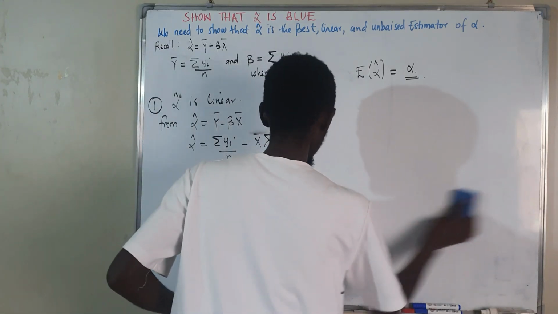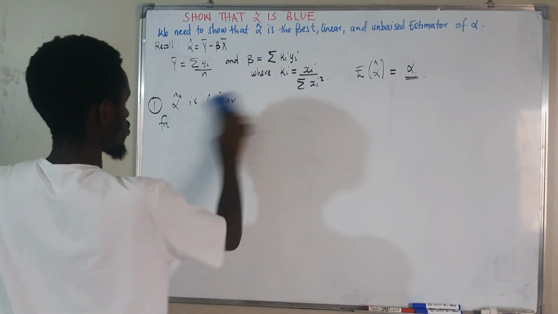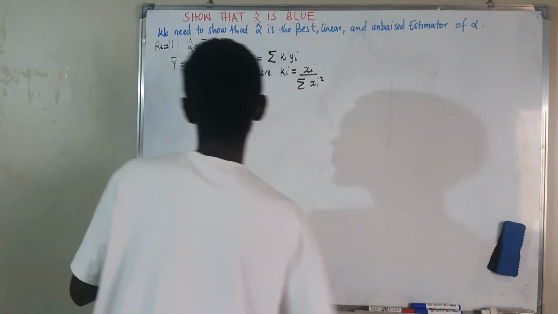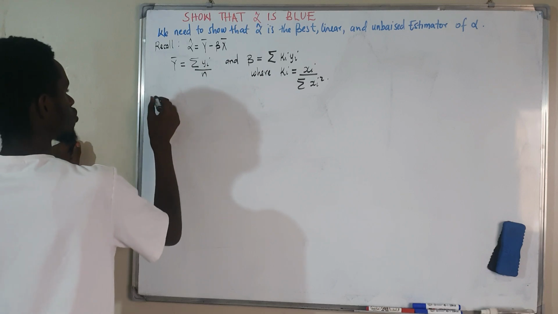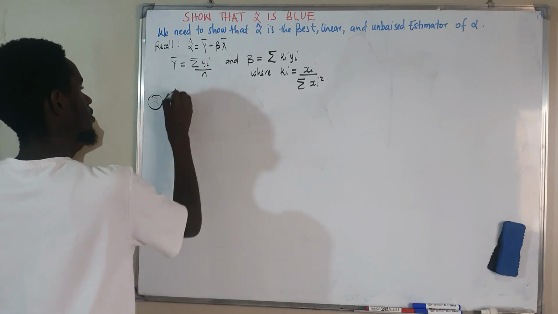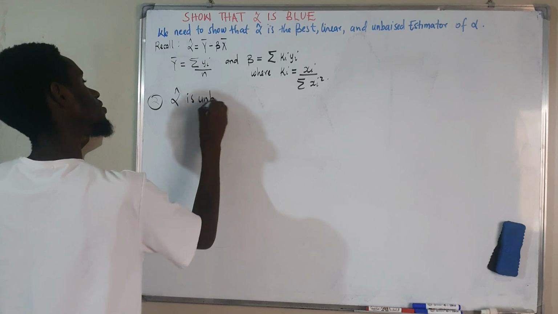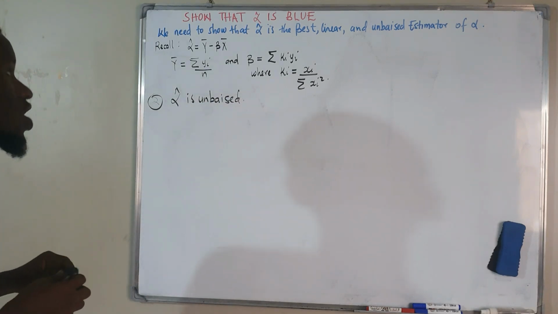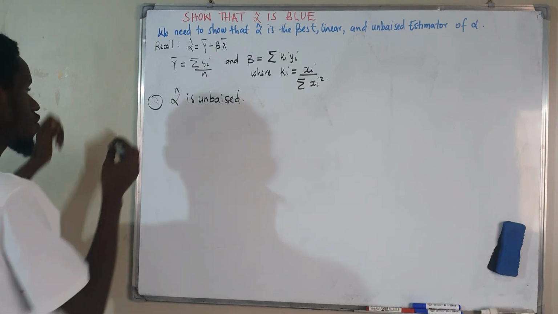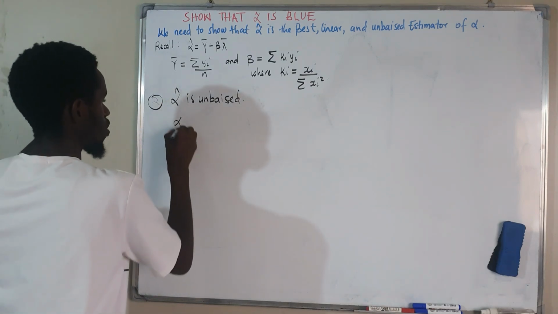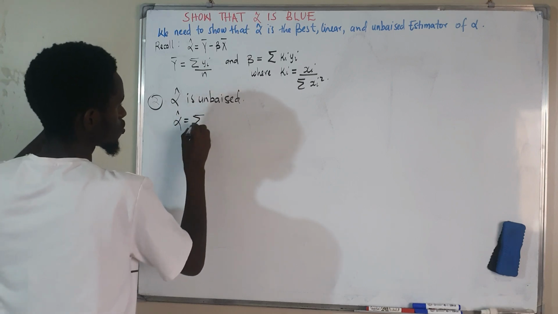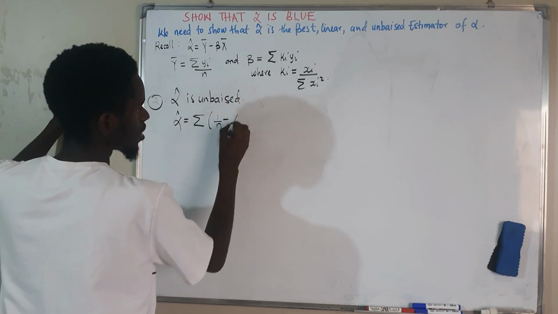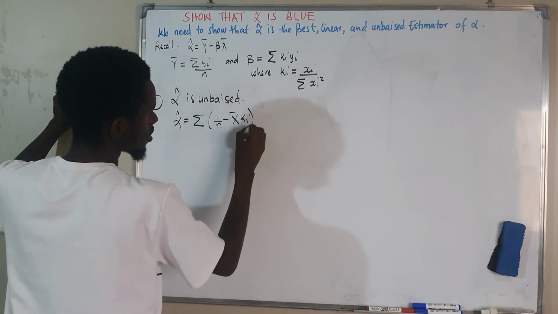Step two: we show that alpha hat is unbiased. How do we show that? We need to find its expected value. But remember, alpha hat is the same as the summation of 1 over n minus the mean times ki, yi.